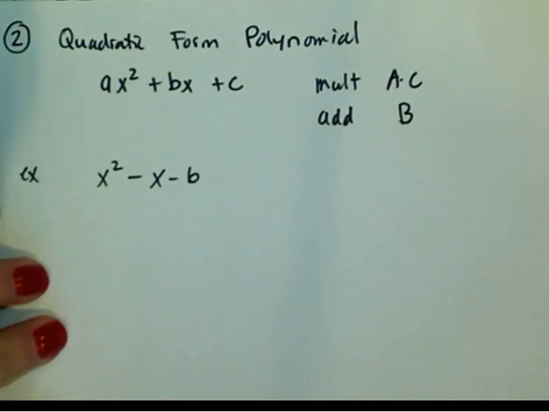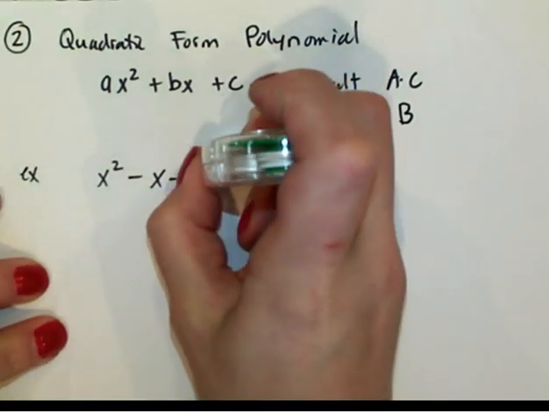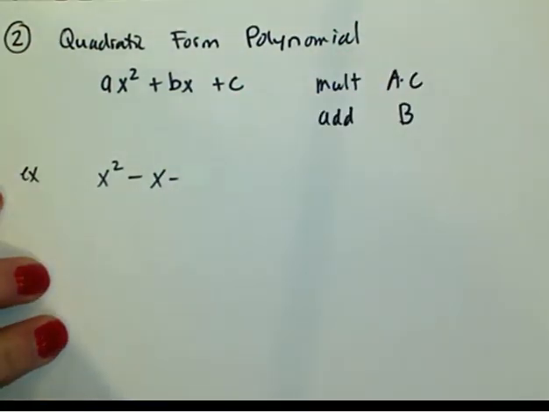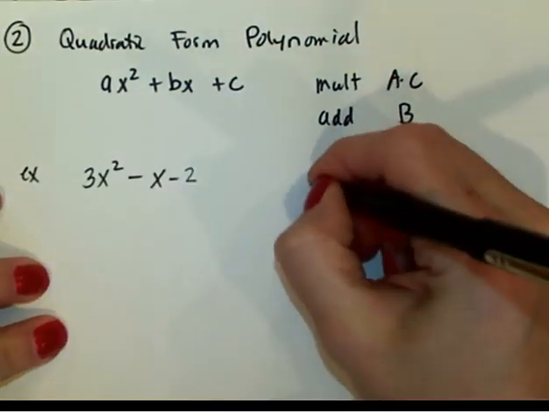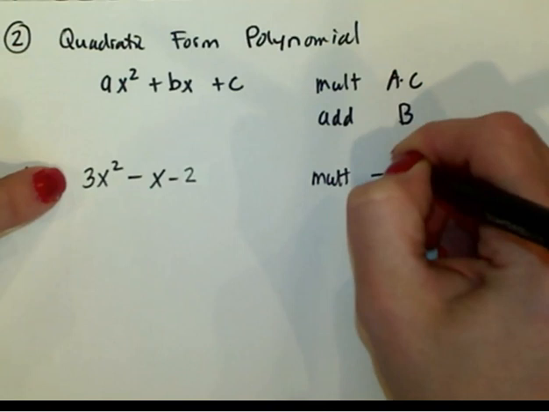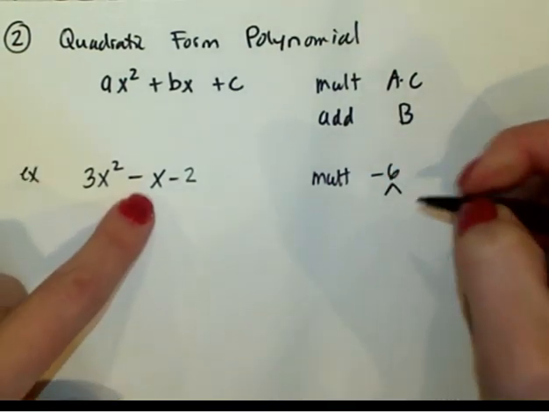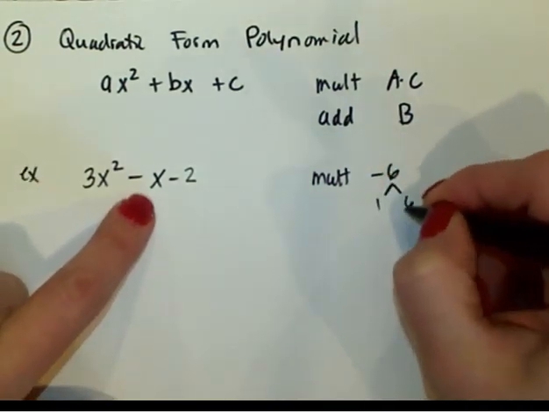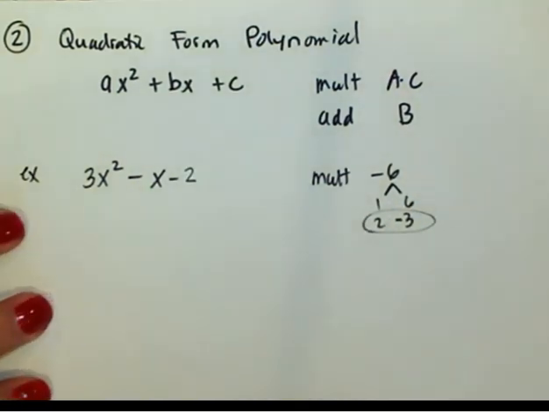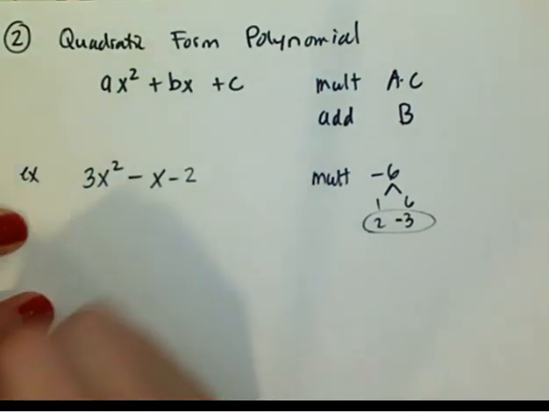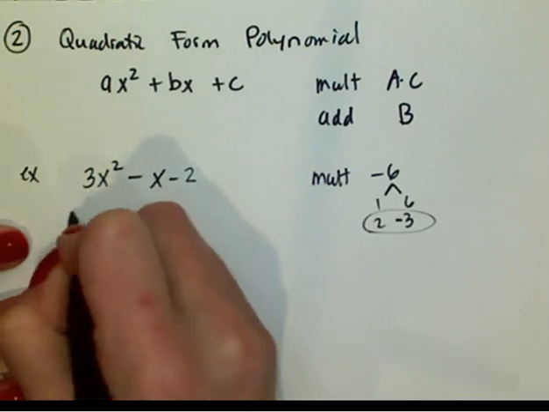Let's go ahead and change this to have a leading coefficient other than 1. So let's say 2 and 3. Okay, so multiply to negative 6 and add to negative 1. Okay, those are your two numbers. Now there is a leading coefficient here, so you would have to do grouping, guess and check, or some other method. Let's go ahead and remind you what grouping looks like.